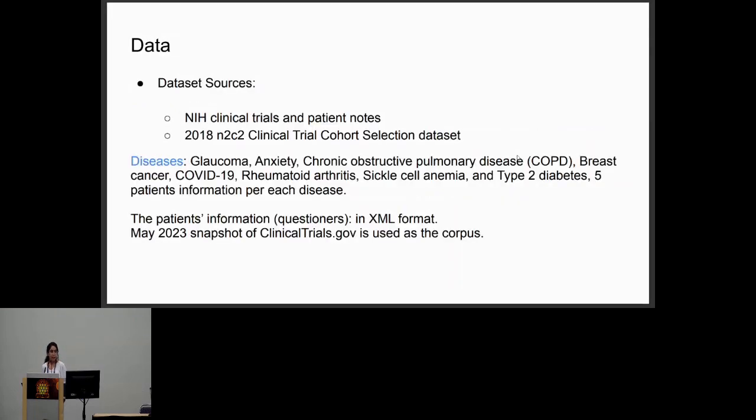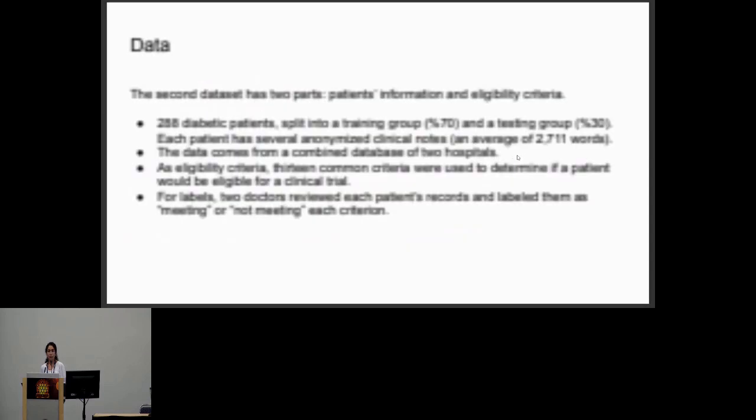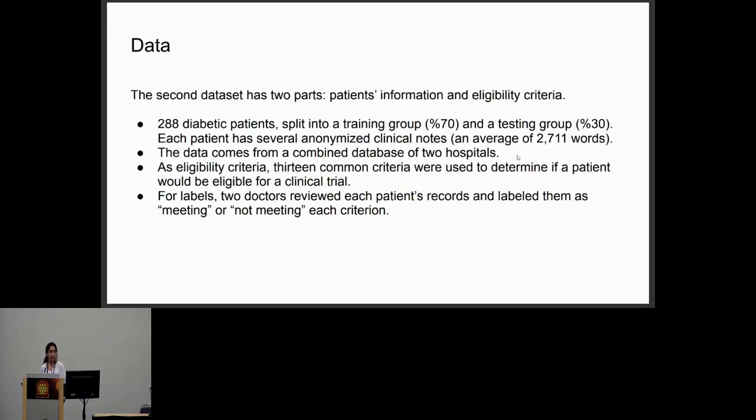For this study, the dataset that we use comes from two sources. One is the NIH clinical data, which covers 8 different diseases, and for each of the diseases, we have the information of 5 different patients. And for the trials, we have access to the May 2023 version of the NIH trial dataset. The second is the N2C2 dataset, which covers 288 diabetic patients. And for the criteria, this dataset considers 13 different common criteria.